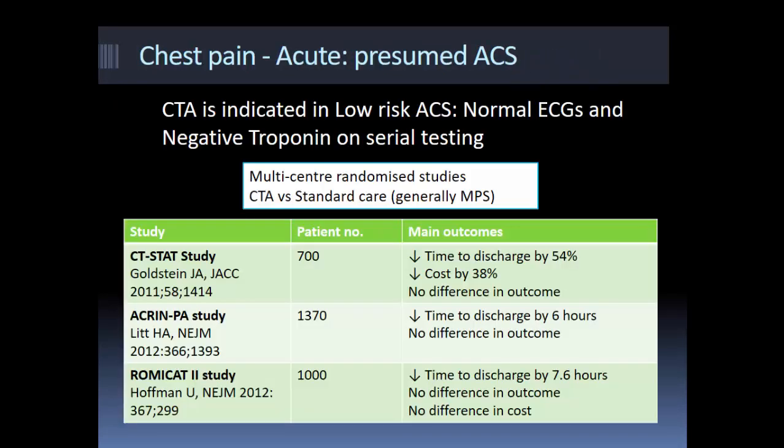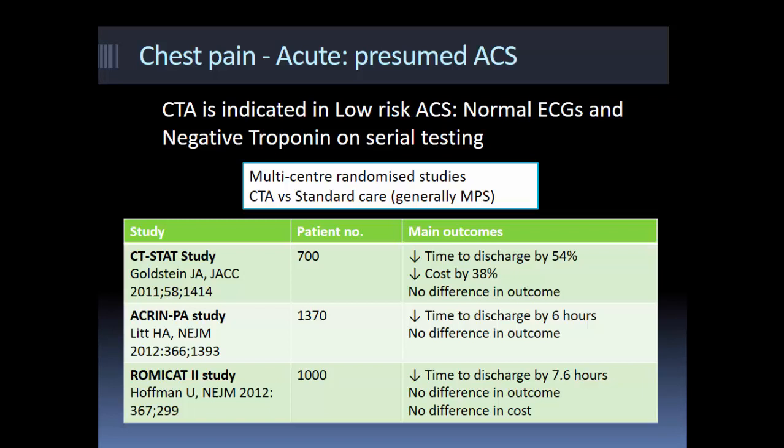So now coming to acute chest pain. Three studies are most important here. There have been multiple randomized trials, mainly in the US, comparing CT angiography with standard care. And standard care in the US is nuclear scintigraphy, in patients coming to the emergency department. These are patients who have a normal ECG and a negative troponin. So they are a much lower risk spectrum of patients.